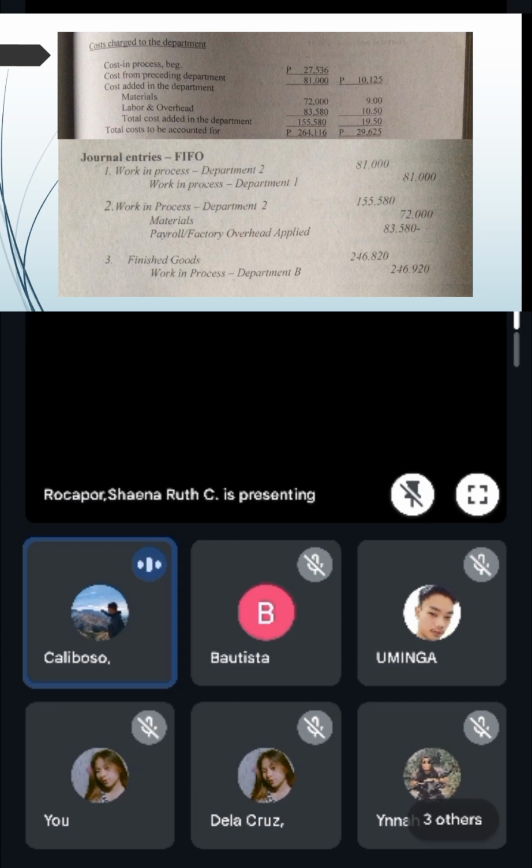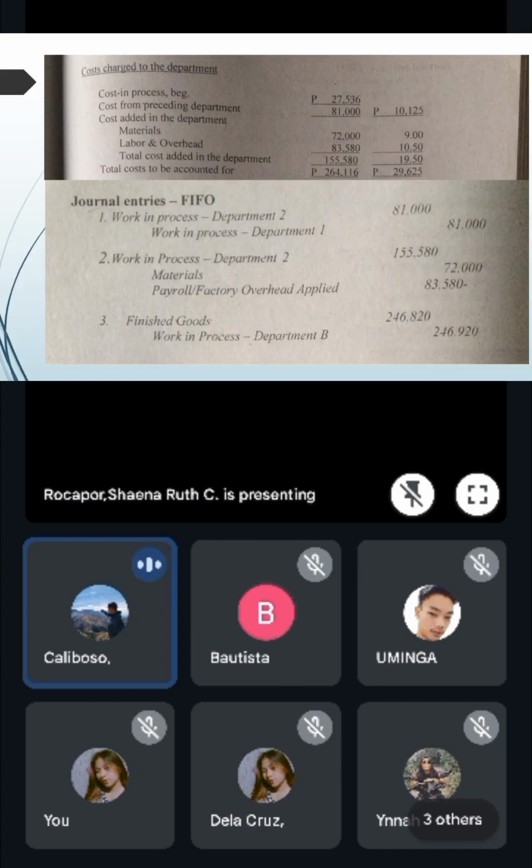Sa total cost added naman, pinag-add lang natin yung materials and labor and overhead. So nakuha natin yung total ng 155,580, which is cost added in the department. So para nakuha yung 19.50, pinag-add lang natin yung materials na 9.0 na unit cost and labor and overhead na unit cost na 10.50. Then nakuha natin yung 19.50 na total.